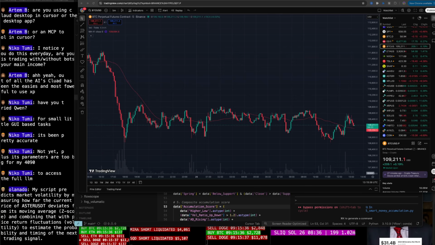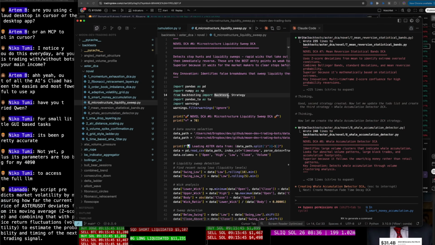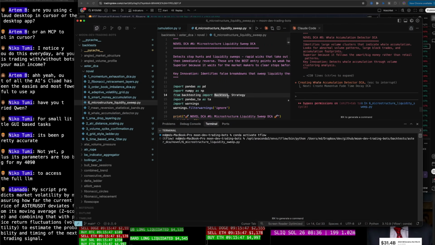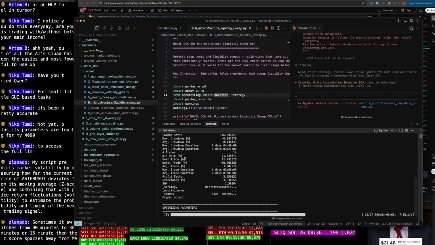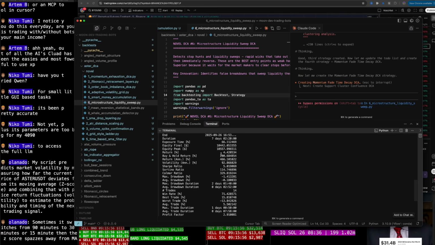Let's see what she's built here. Nothing yet. Good. Second strategy created. Microstructure. Let's go ahead and try it out. Expectancy's nuts. This is better.